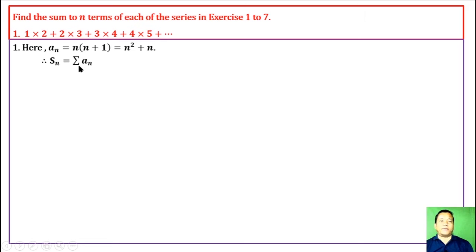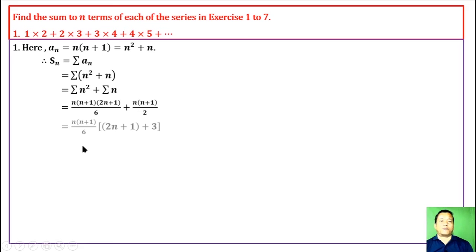Therefore Sn is summation of an. Put the value of an, that is n square plus n. Taking summation we get summation of n square plus summation of n. This represents the sum of the squares of the first n natural numbers, and this represents the sum of the first n natural numbers. Their respective values are, for the first one this, for the second one this.